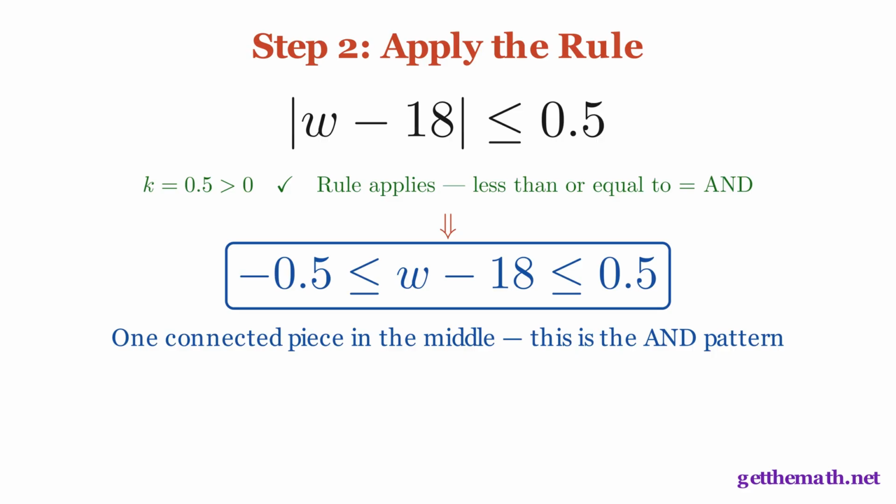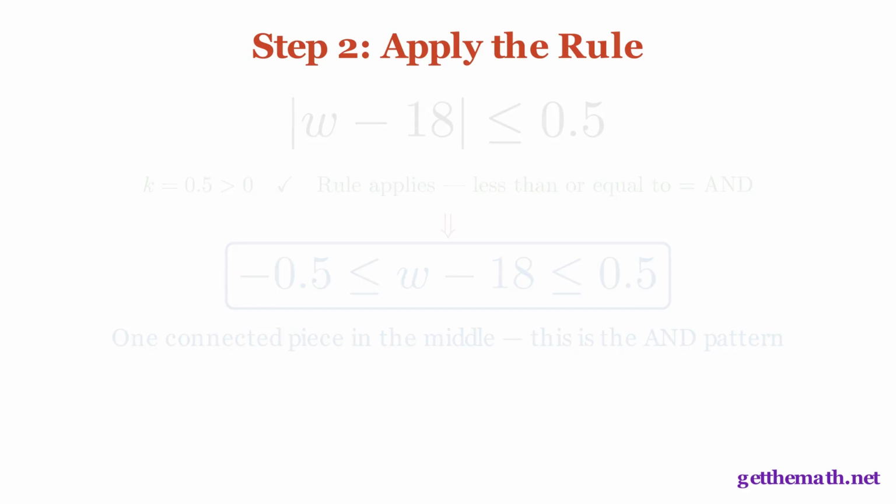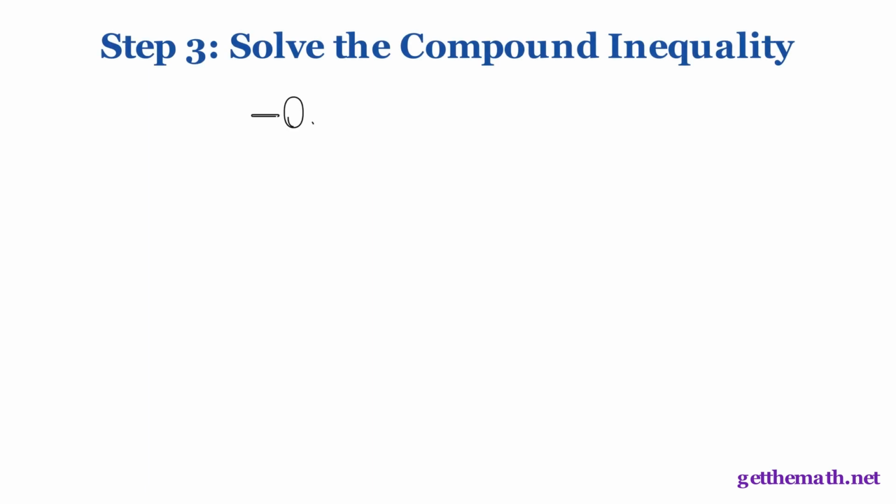Apply the rule. Replace U with W minus 18, and replace K with 0.5. We get, negative 0.5 is less than or equal to W minus 18, which is less than or equal to 0.5.